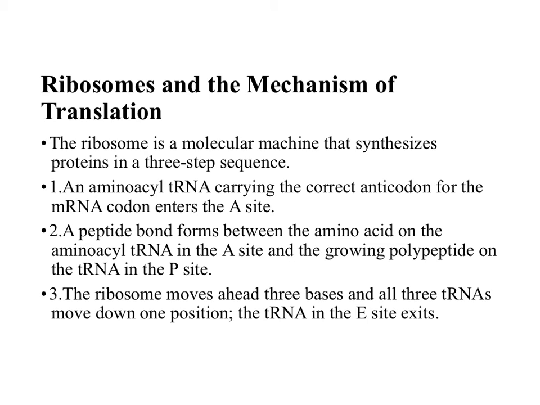In the A site, think of the amino acid tRNA. It carries the correct anticodon to match up with the mRNA, and it's also carrying the amino acid. That enters in on the A site. At the P site, a peptide bond is going to form between one of the amino acids and the second one. So we're going to start growing our chain.